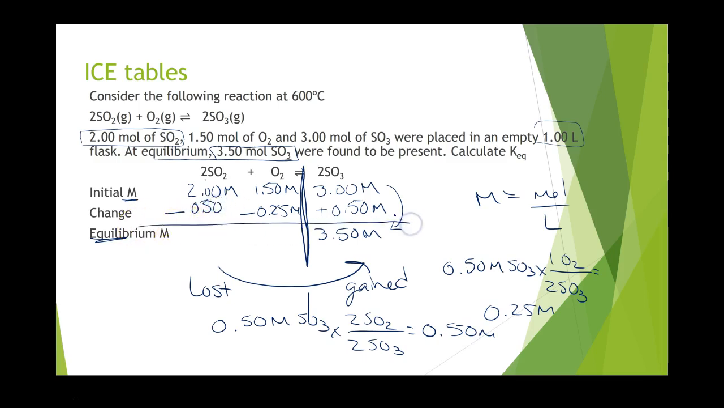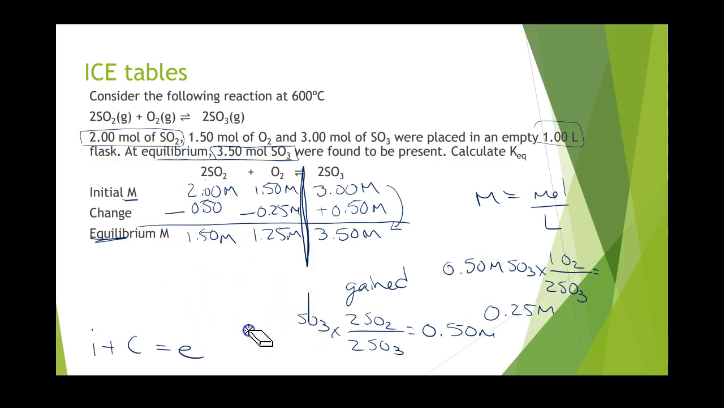So at equilibrium, here's how it works. I plus C equals E. Initial plus change equals equilibrium. Initial plus negative 0.25, 1.25 molarity. Initial plus negative 0.5, 1.50 molarity. So now I'm going to erase some of this. And I have filled out my ICE table. I hope that makes sense to you.